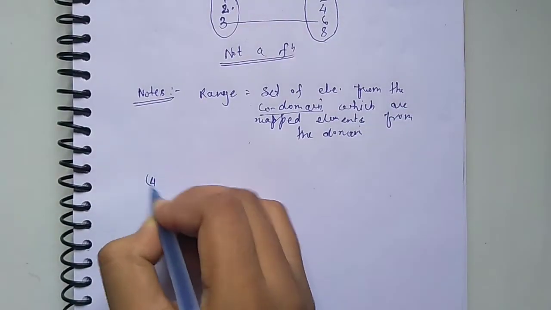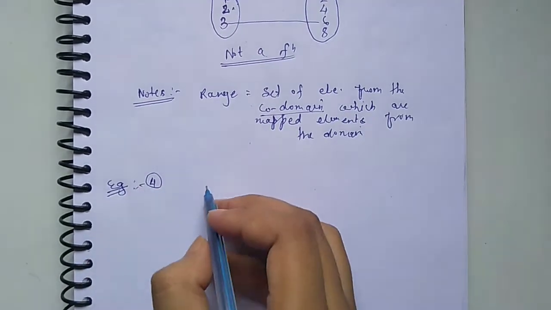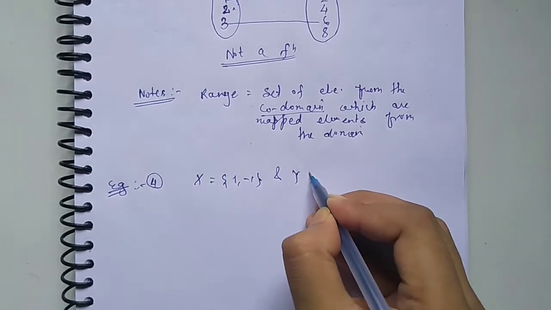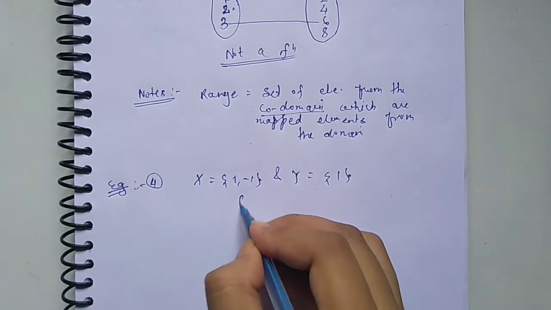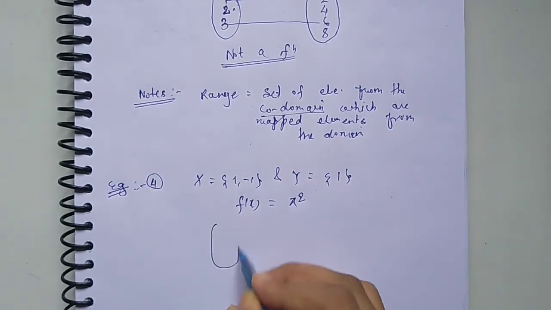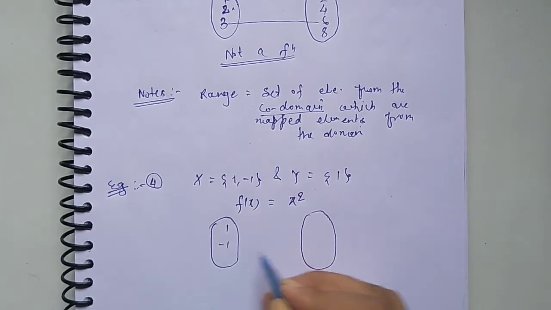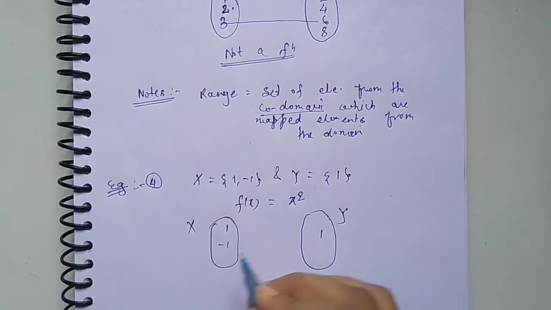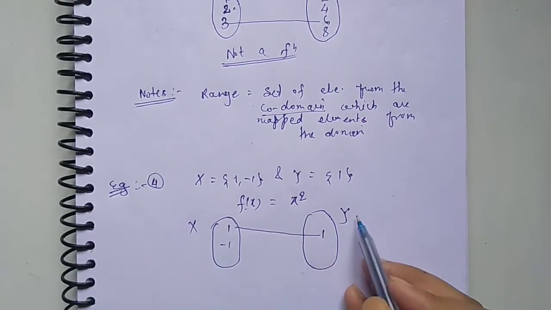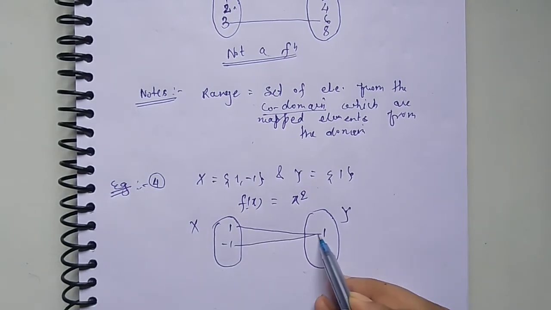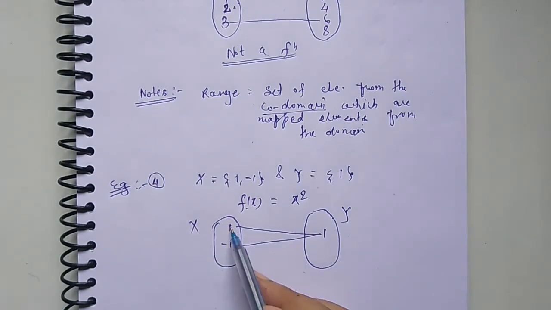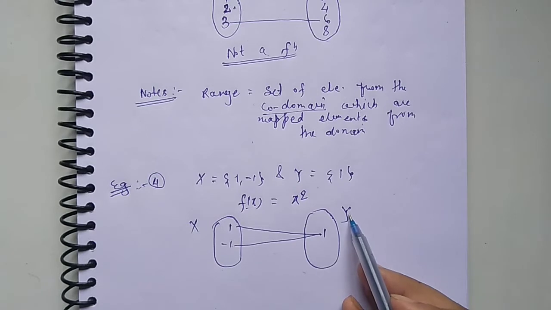Next, example number 4. Let X be a set containing two elements 1 and -1, and set Y contains one element 1, and a map f such that f(x) is equal to x square. Then this can be represented by a diagram. This is set X, this is set Y, and by this map 1 will map to 1 and -1 also will be mapped to this element 1 from the codomain Y. So for each element from the domain there exists a unique element from the codomain. So this is a function.